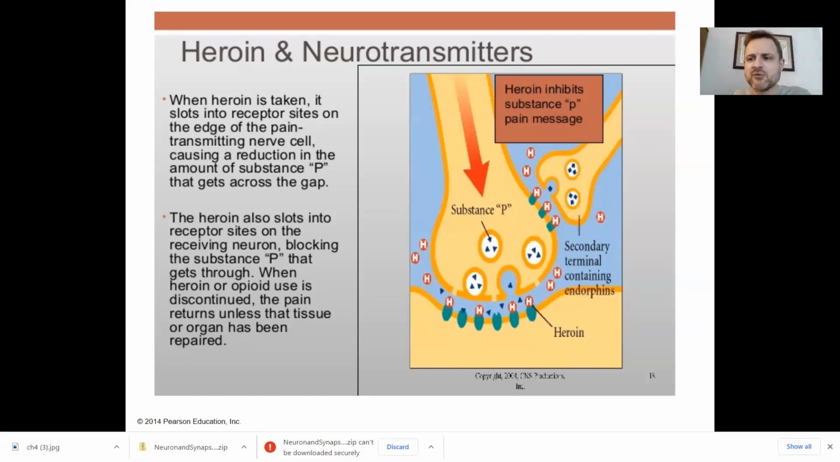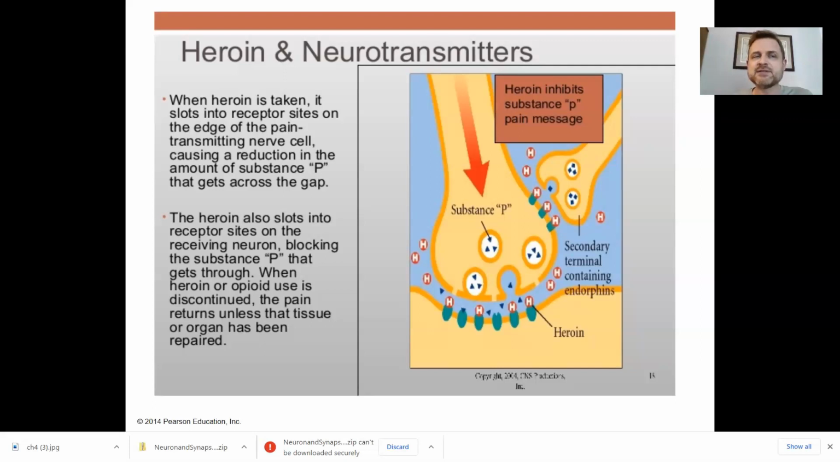So drugs like heroin, cocaine, fentanyl, prescription pills like hydrocodone, drugs like morphine, these are drugs called opioids that affect the chemistry of your brain in the following way. So if you look at this picture, this is talking about heroin, but it could be any opioid. So this is looking at a neuron that sends a signal that is pain. You have neurons in your body that detect pain.